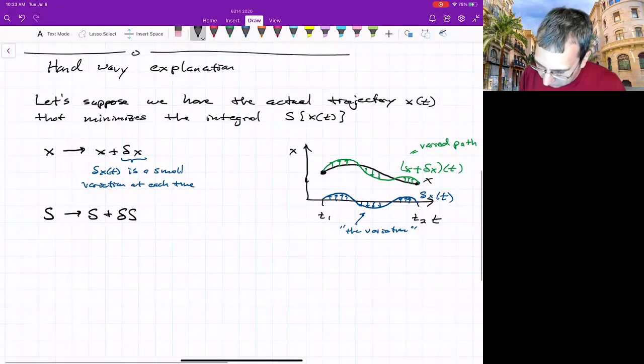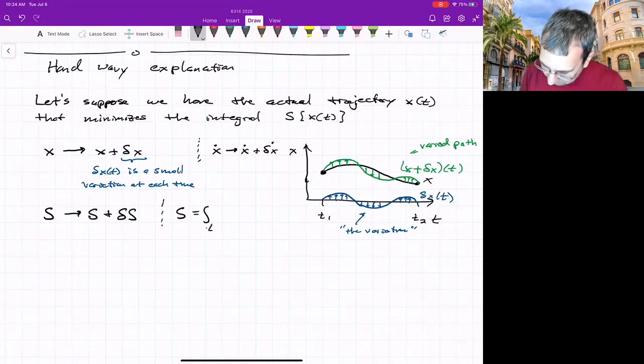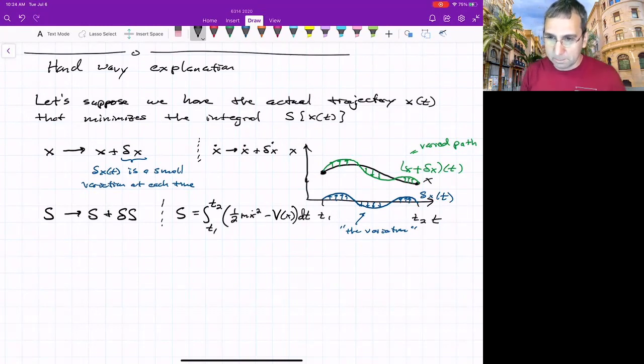There's something else we have to do here, which is that when x goes to x plus delta x, the time derivative of x also goes to the time derivative of x plus the time derivative of delta x. We'll deal with it later. What is S? That's just what we've written up above. Just for concreteness, we'll use that Lagrangian of kinetic minus potential. So this is the integral of 1/2 mass x dot squared minus the potential, integrated over time. So what is S plus delta S?